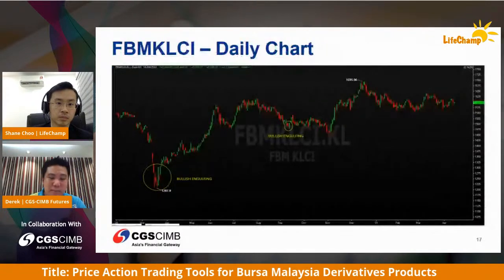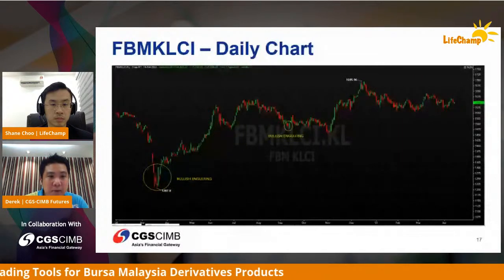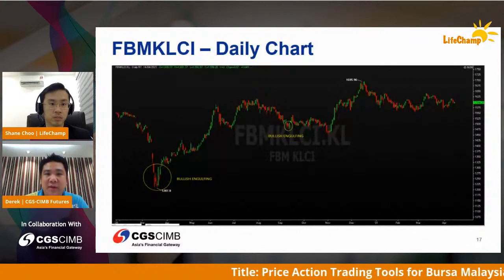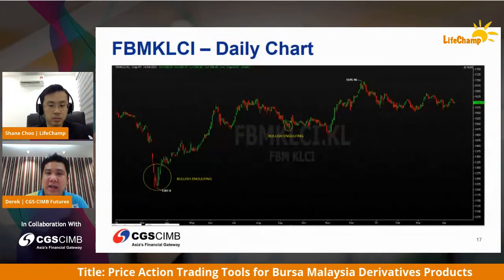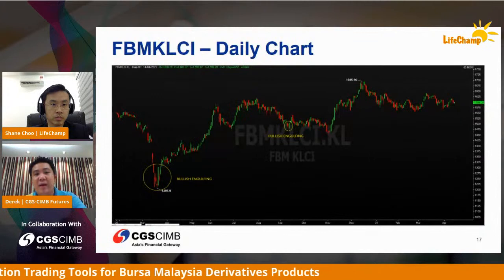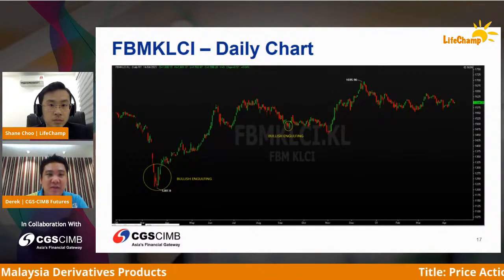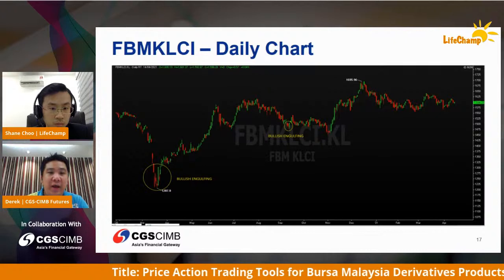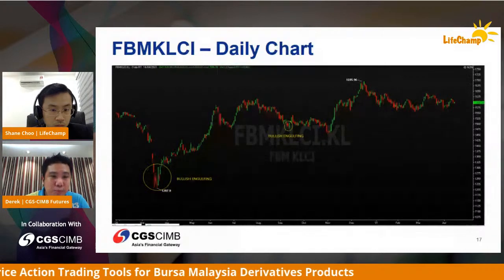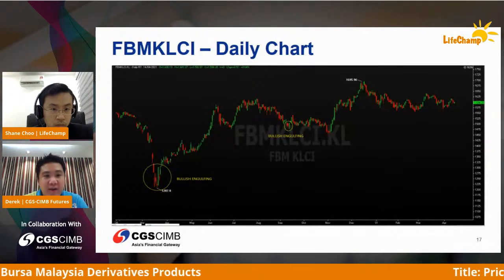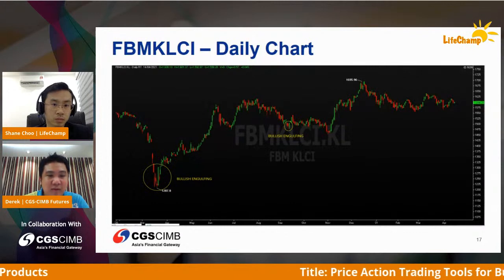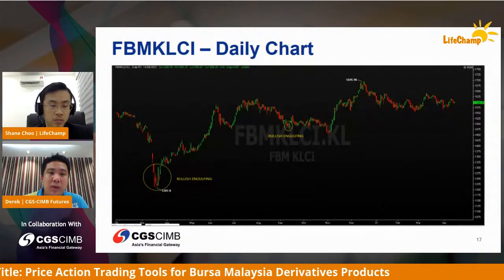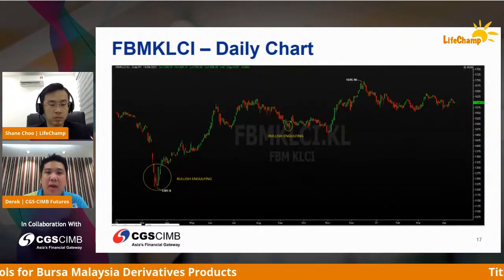So okay, let's see some examples. This example is very good because, if I'm not mistaken, this happened weeks after, or in the week that the Malaysian government announced the MCO. Actually, it happened last year in March. This one is the FBM KLCI daily chart, the cash daily chart. You can see this bullish engulfing is very, very strong. In one day it almost covers the 4 days before it. So from here you can see that the bull is trying to wrest control from the bear.